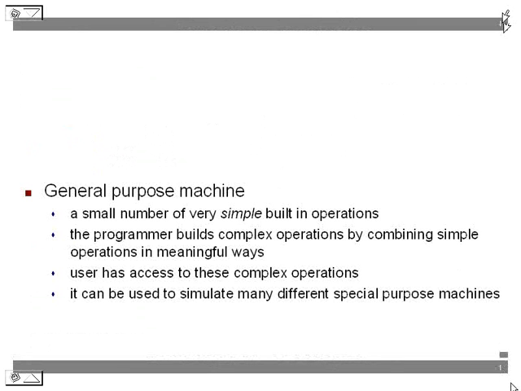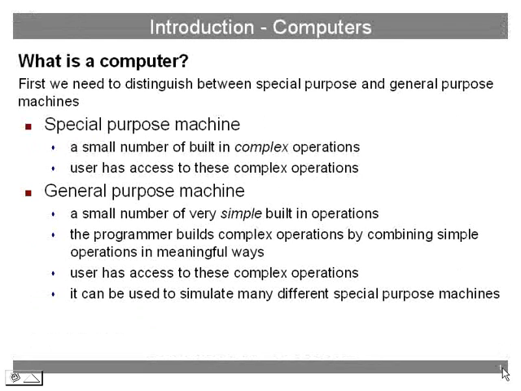A general-purpose machine has a small number of very simple built-in operations, but a programmer takes these simple operations and combines them in a meaningful way to provide the complex operations. And so built into the machine are only the simple instructions. The user can access what the programmer has provided, the complex operations, and the program simulates some special purpose machine. The advantage of a general purpose machine is that it can be programmed to provide many different special purposes. And so, what is a computer? A computer is a general purpose machine with some very simple built-in operations.